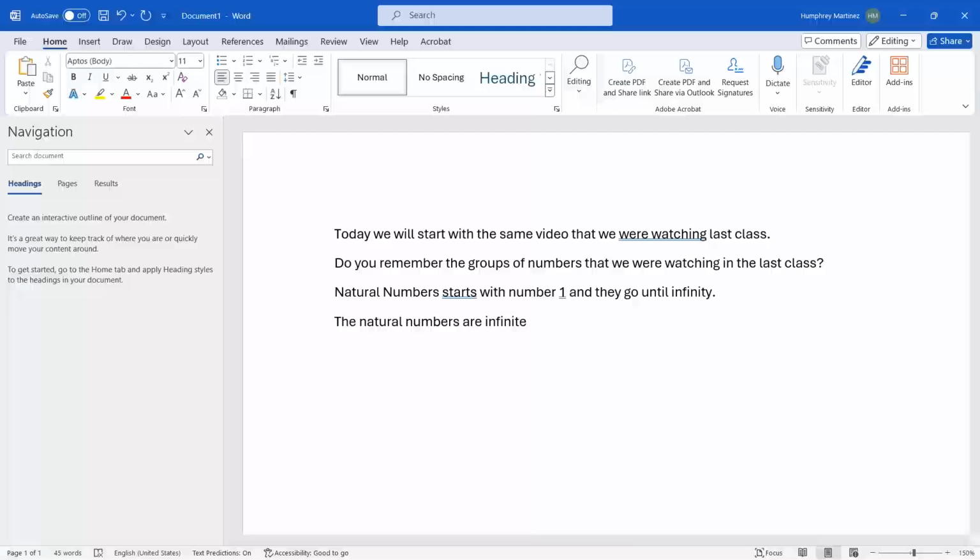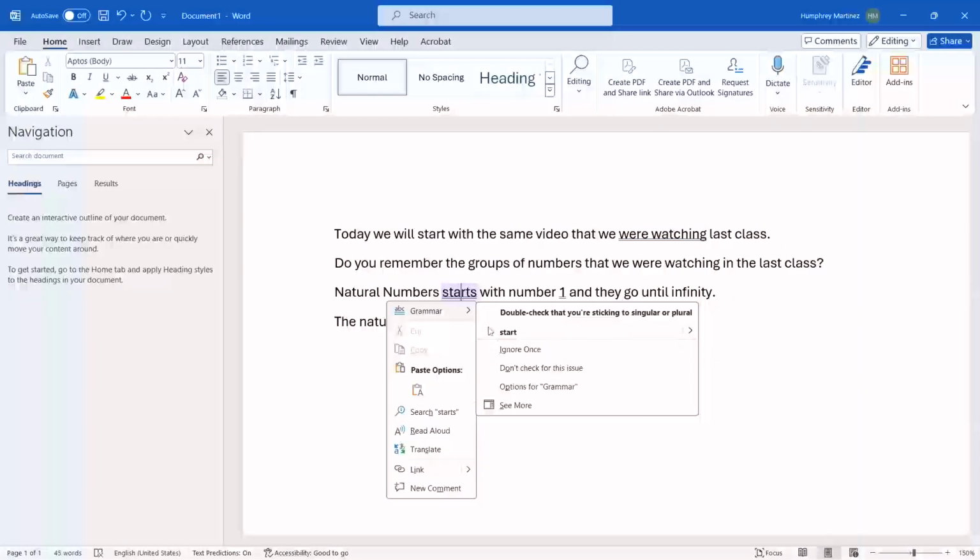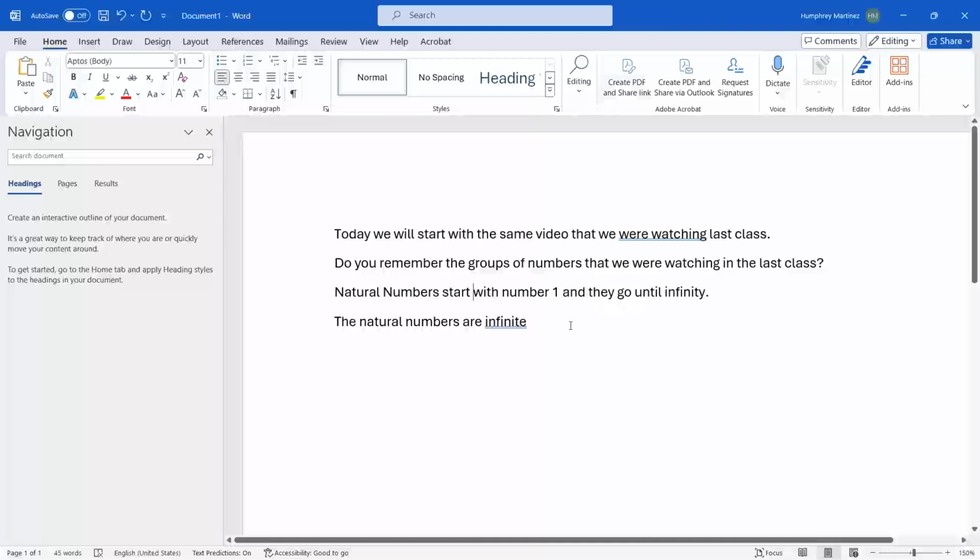Infinity is like the noun, el infinito, and infinite is que son infinitos. In Spanish, it sounds the same, but in English, it's different. Infinity is the noun, and infinite is something that is infinite. How can I explain this? Okay, natural numbers start with number one, and they go until infinity.